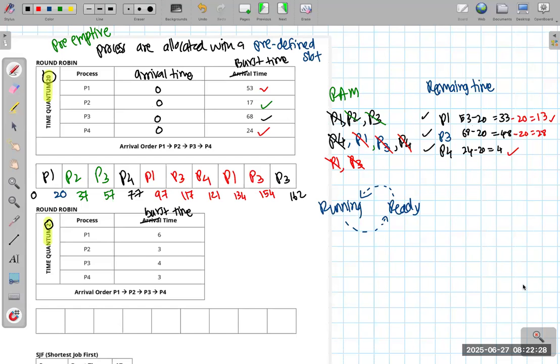Is it 131? Process 1 needs only 13. So from 121, 121 plus 13 is 134, right? Because only 13 units are needed. See, process 1 in the last moment needs only 13. So 121 plus 13, 134. So why only P2 17? Because of the time they have given. See, he needs only 17 time units.